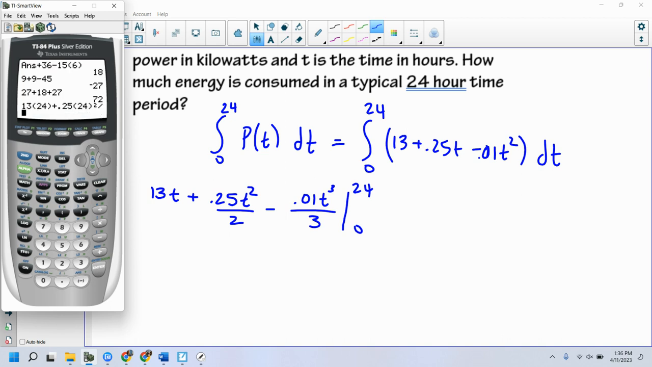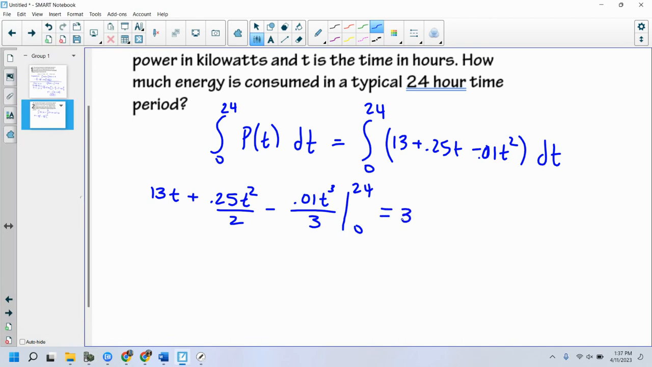divided by 2. I'm going to hit enter. Minus 0.01 times 24 to the third divided by 3. I didn't really need those parentheses, but whatever. 337.92 kilowatts.